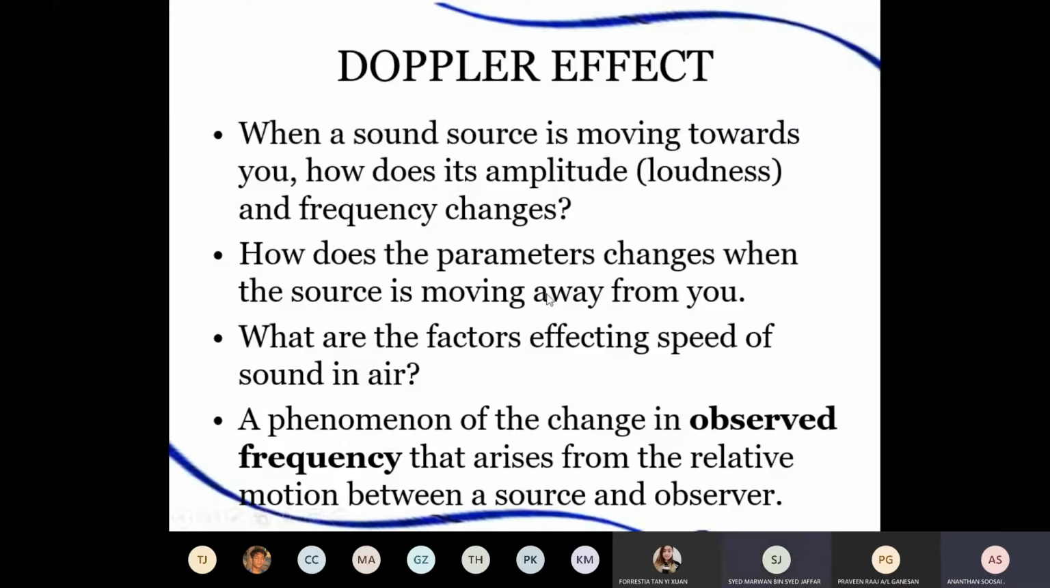Okay, so now the last point. What is meant by the Doppler effect? It's a phenomenon. It just happens naturally.